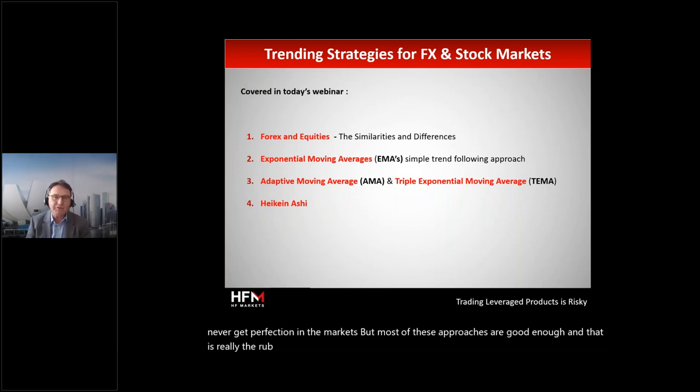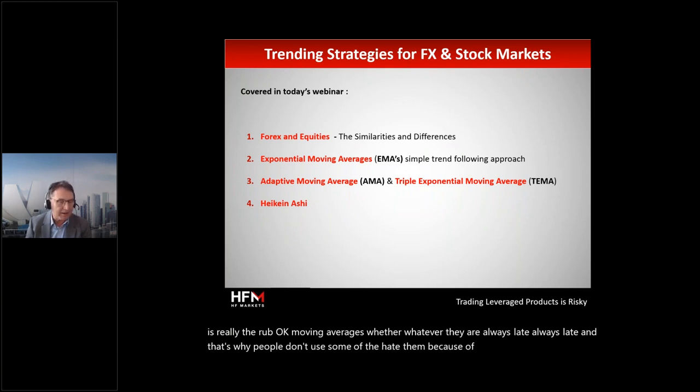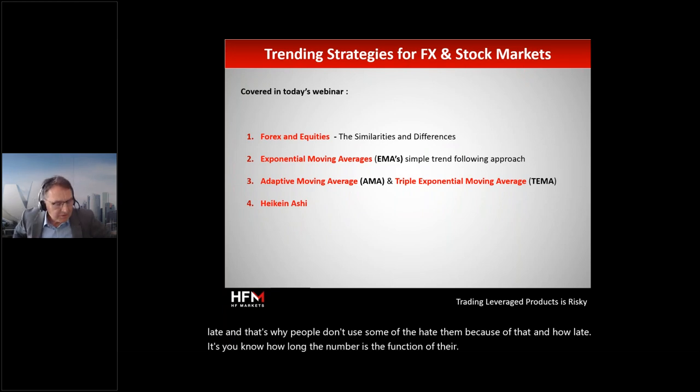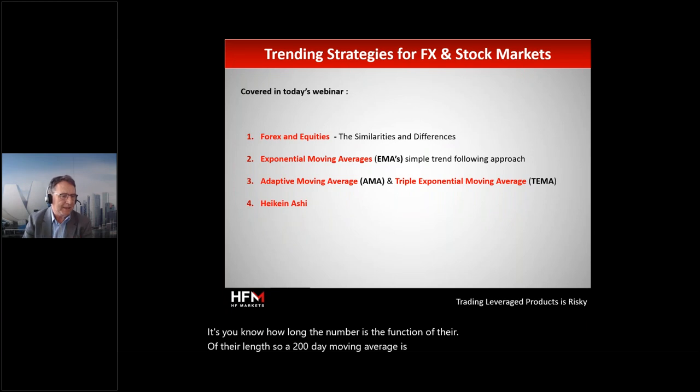Moving averages, whatever they are, are always late, always late. And people don't use them and hate them because of that. How late they are is a function of their length. So a 200-day moving average is much, much later than a five-period moving average. Stands to reason, doesn't it?